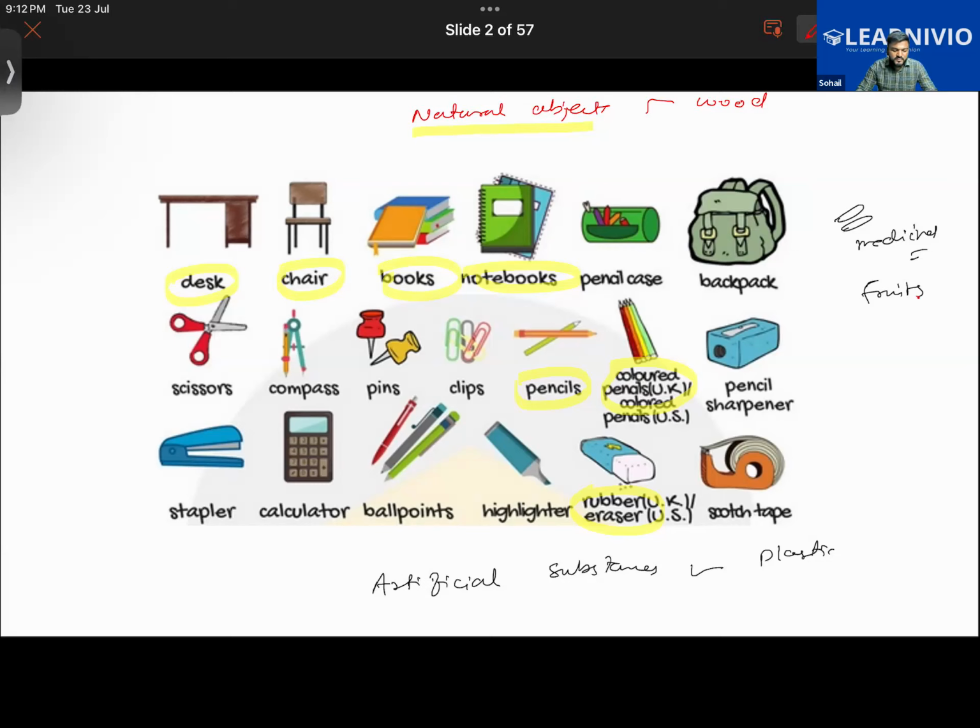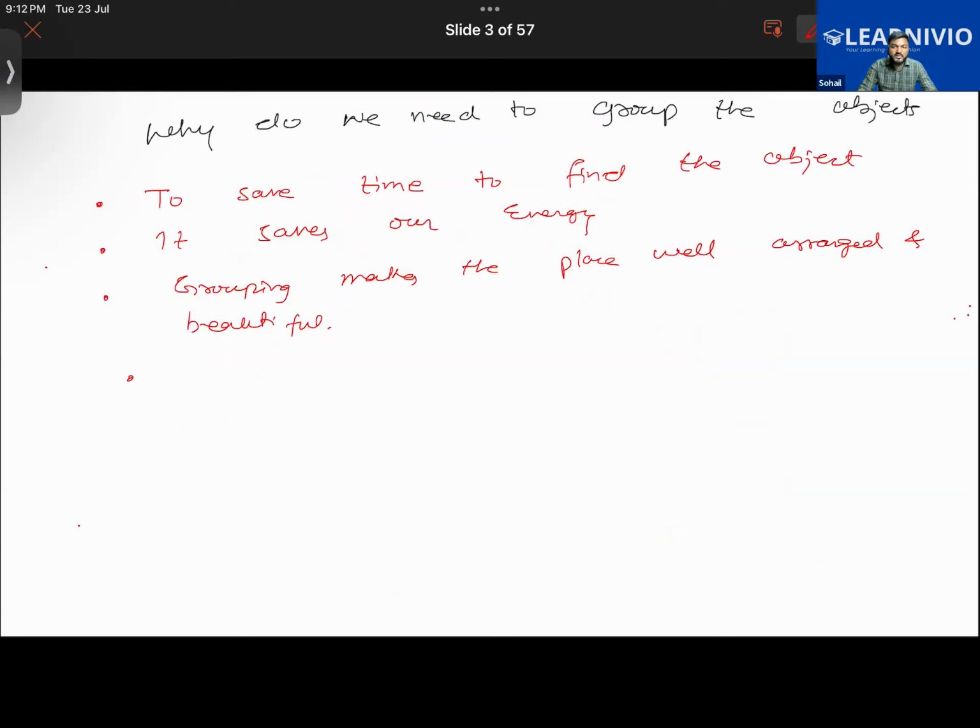Exactly. Pencil sharpener also. Not books right now. So basically, why would you be doing that? So that you would be storing all those objects of the same use at one place. You'd be conveniently storing them, and thereby you don't have to waste your time finding them. The important things will be in one pouch, and the rest, like highlighters and color pencils, in the other pouch. Exactly. That is the thing.